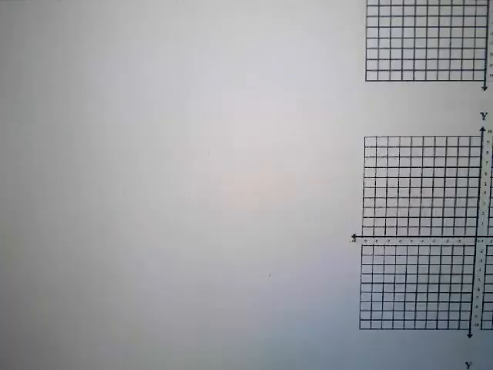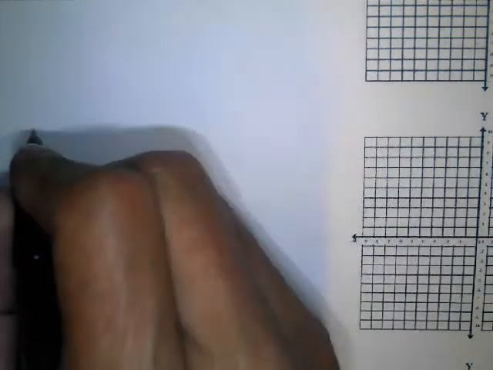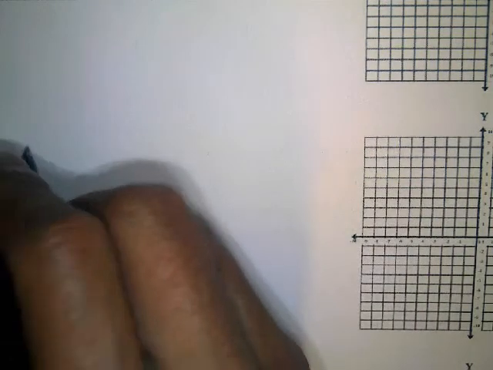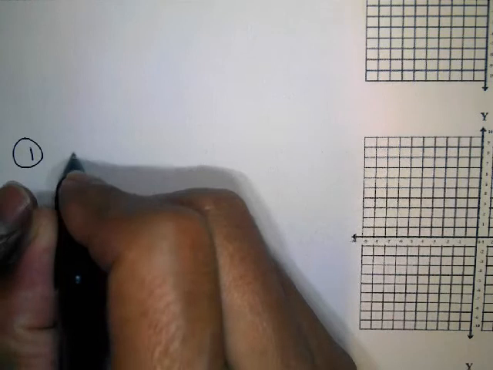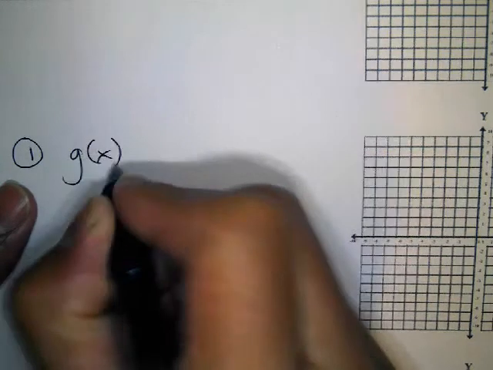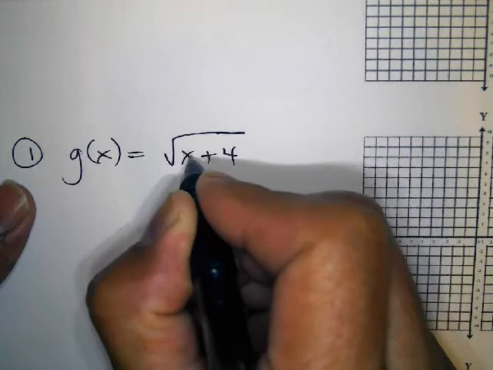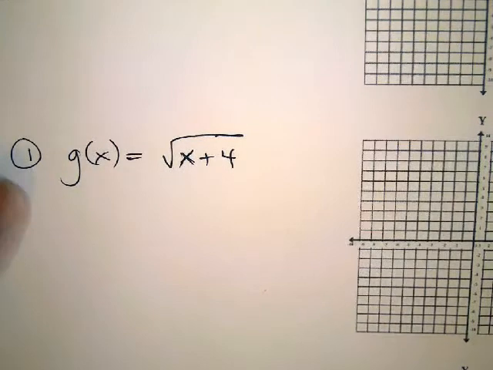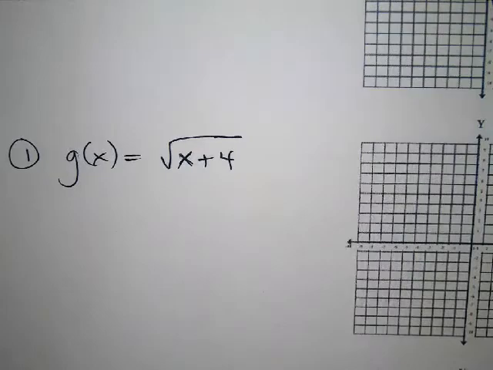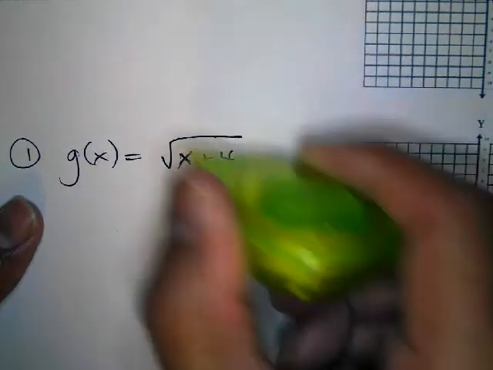All right, so let's graph a couple of them here, because the properties and the characteristics are going to be the same as what you've already learned for quadratics, which are the parabolas, and what you've already learned for the absolute value. So if I have, let's see, graph number 1 would be g of x is equal to the square root of x plus 4. Well, let me take that back. I'm sorry.